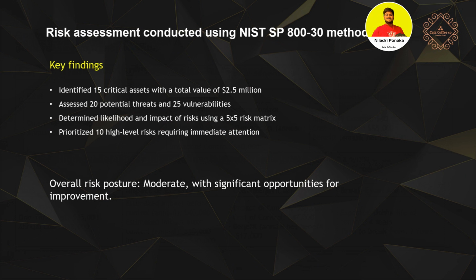Adding to that, by implementing the recommended controls and prioritizing a proactive approach to risk management, Cat's Coffee Co. can significantly strengthen its security posture and protect its critical assets. We encourage the organization to allocate necessary resources and make security a top priority, which is an important thing for us. Together, we can enhance the resilience of the company's IT infrastructure. Thank you, and followed by Mohit.